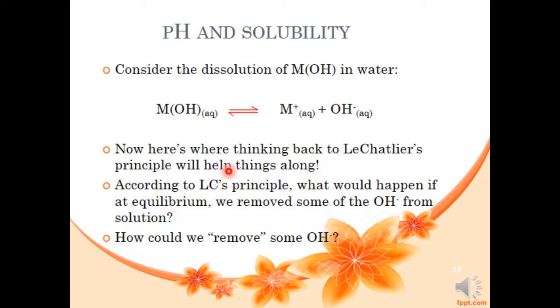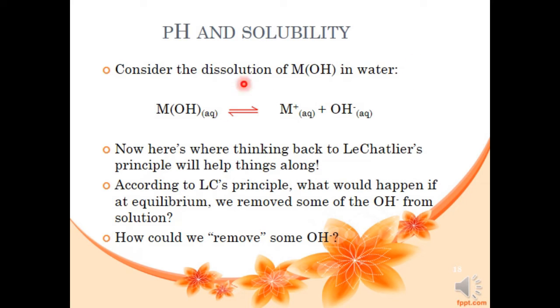So go back to the Le Chatelier principle. What would happen at equilibrium? This is already at equilibrium. If we remove some of the hydroxide from the solution, it will disturb the equilibrium. In this case, it will shift to the product side, so more hydroxide will form because this has been removed.